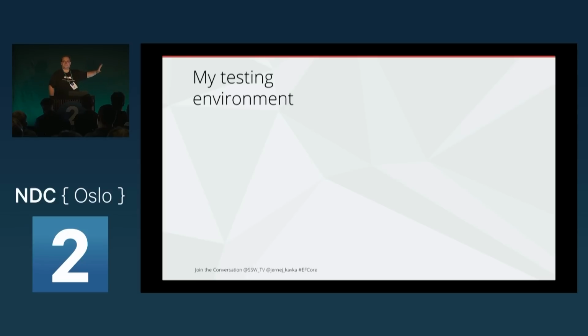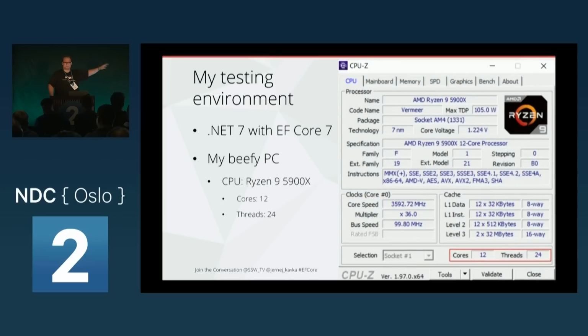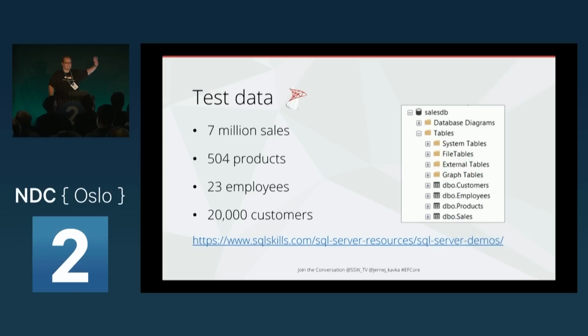And just in case you want to verify my timings, it's .NET 7 with EF Core 7 and a Ryzen 9 with 32 gigs of RAM. I'm putting this here in case somebody wants to play around with this at home. The test data is 7 million sales. It's a very simple database: 500 products, 20 employees, and 20,000 customers. I intentionally picked a very simple database because this kind of database shouldn't give you much performance issue at all, but you can get into big trouble if you write really terrible SQL statements, LINQ statements.